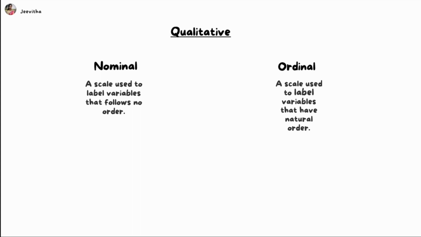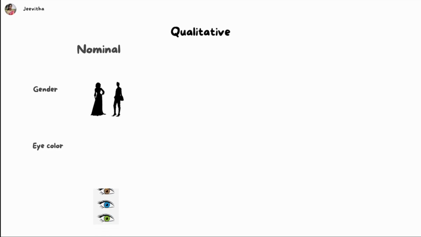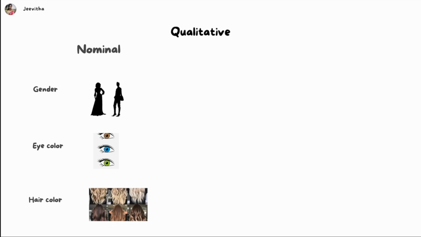So let's look into the different examples for nominal and ordinal. Gender, male and female, it doesn't follow any order. We can't say that male is first or female is next. So we can't give any order for that. Eye color and also hair color. So these are the different things that come under nominal data which doesn't follow any natural order.